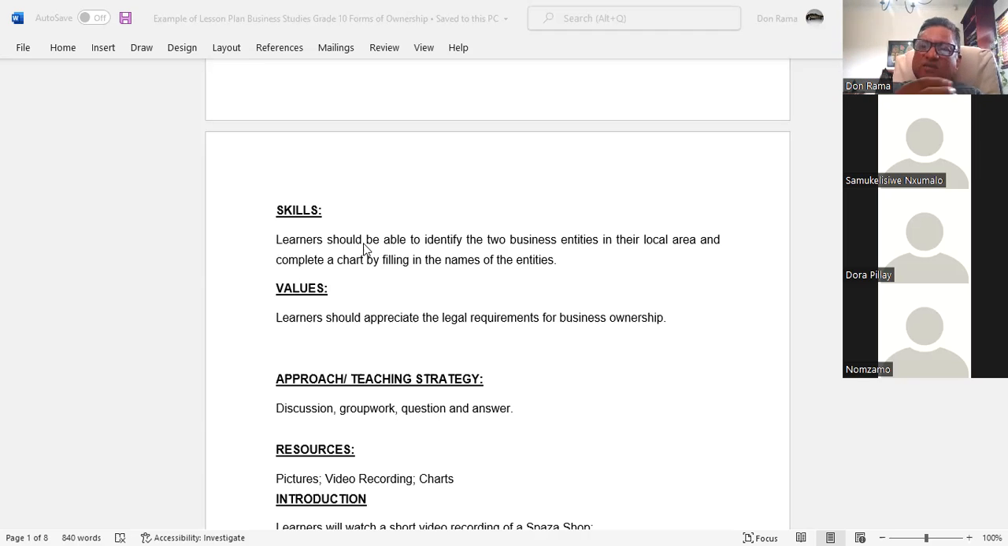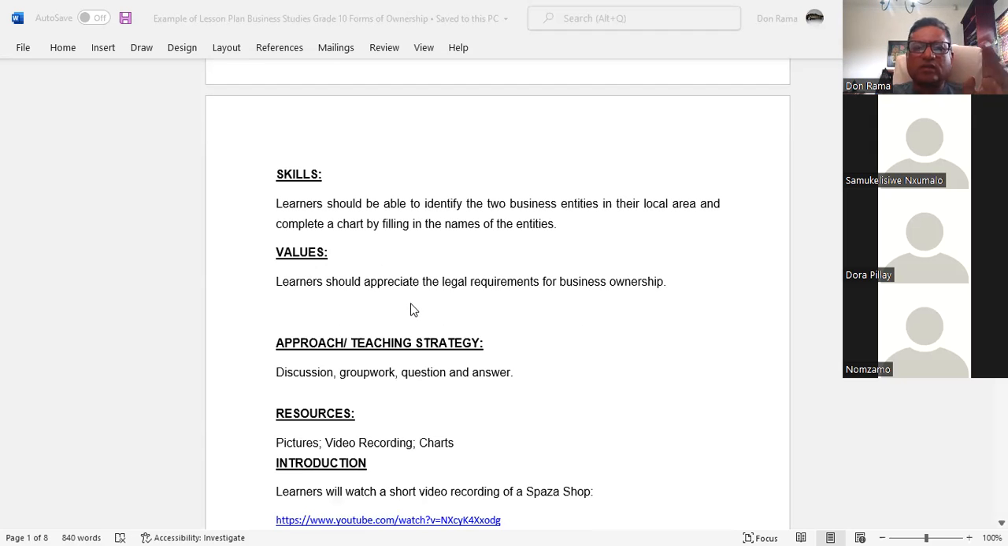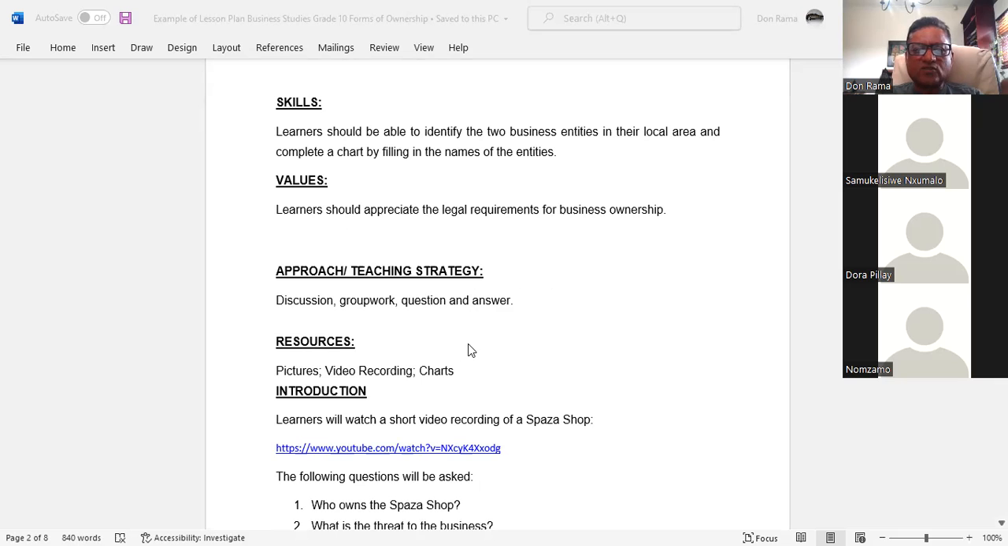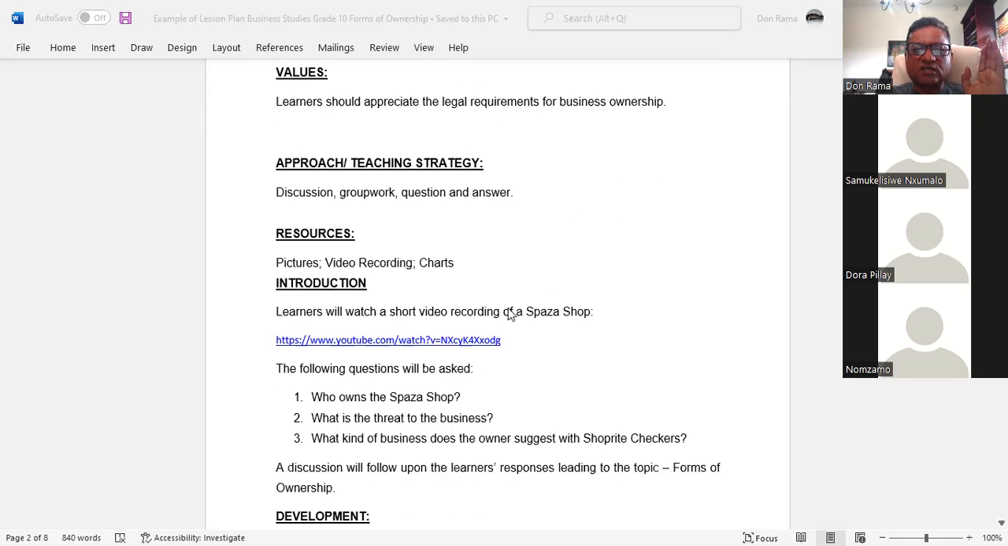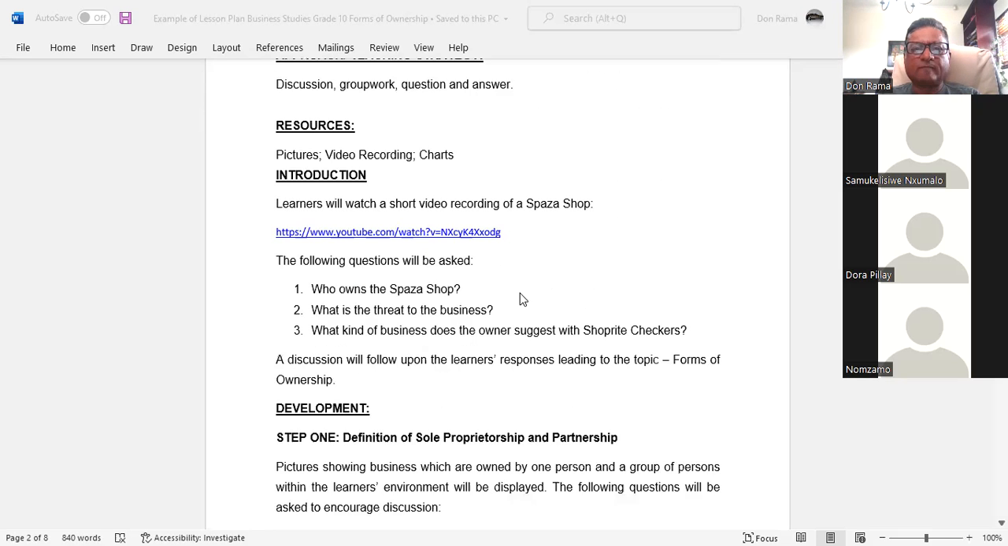The teacher must understand what he is going to be teaching. When it comes to values, the catchword here is appreciate. Learners should appreciate the legal requirements of business ownership. Value means something that will live with the learner for the rest of their lives, right? They must appreciate. So the rest, the approach and teaching strategy and so on, there wasn't much problem.